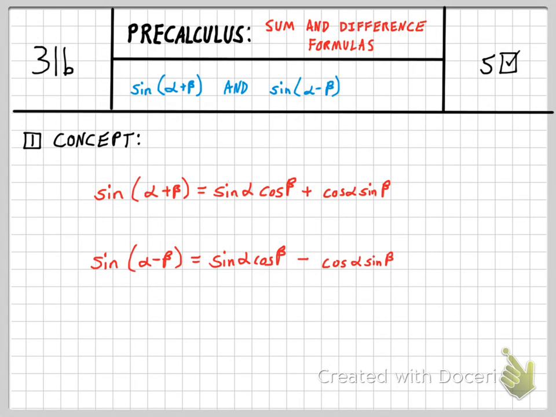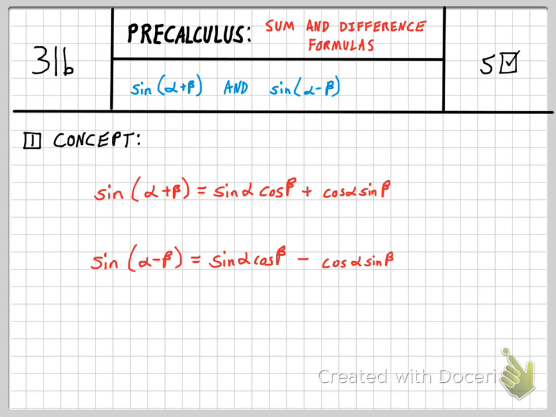This is Pre-Calculus Concept 31b. We're going to look at another set of sum and difference formulas, this time using the sine function. Your two formulas are below. We've got the sine of the sum of alpha plus beta, and then a separate formula that's the sine of the difference of alpha minus beta.